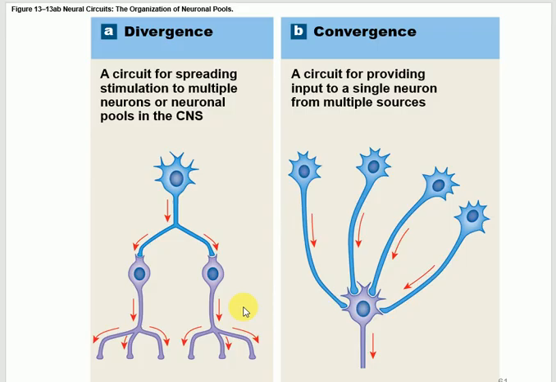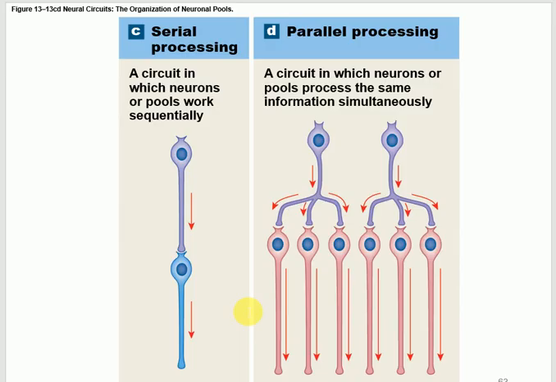Look at this. Look at the blue neuron, and it feeds two other neurons. What do you think this is? Is this convergence or divergence or parallel or what? Does it diverge or converge? Diverge. So this is divergence. 1 gives 2, and maybe 2 give 4. Isn't this divergence? How about this? 1, 2, 3, 4 feed into 1. What do you think? Convergence. So many neurons feed into 1, the opposite of divergence.